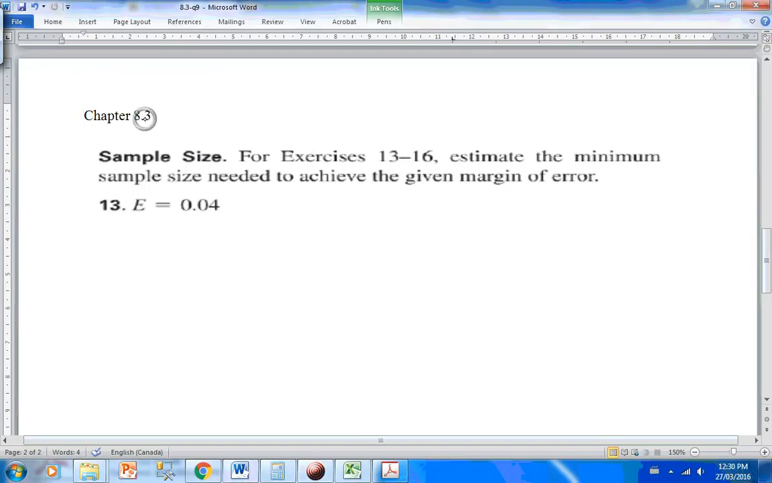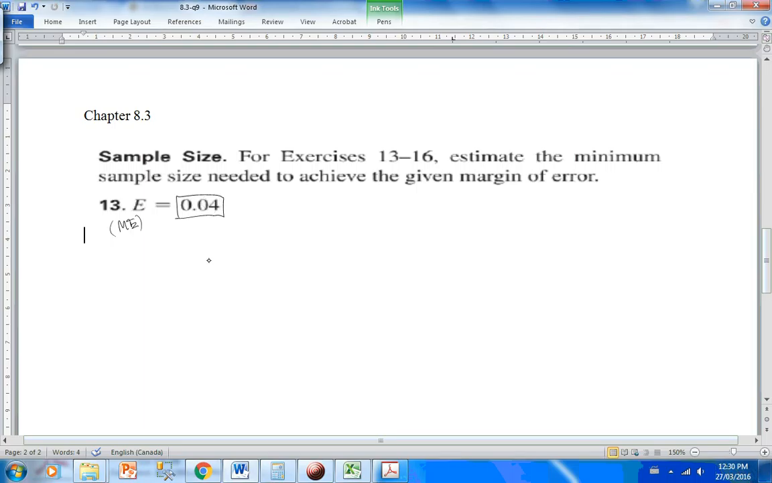Textbook section 8.3, question number 13. For this exercise, we have to estimate the minimum sample size needed to achieve the given margin of error. The margin of error, denoted by E or ME, whichever notation you want to use, is going to be 4 percentage points, or 0.04. What sample size should you pick to guarantee a margin of error of this?